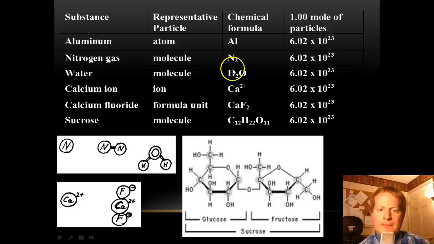If I have a mole of nitrogen gas, I wouldn't say that I have 6.02 times 10 to the 23rd atoms of nitrogen gas. I would say I have 6.02 times 10 to the 23rd molecules of nitrogen gas. We have to use the correct representative particle, which represents that whole species in its simplest form, basically.